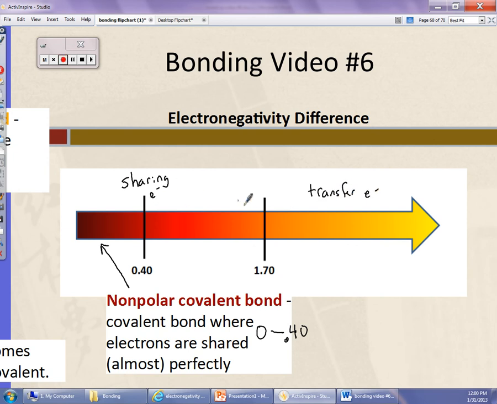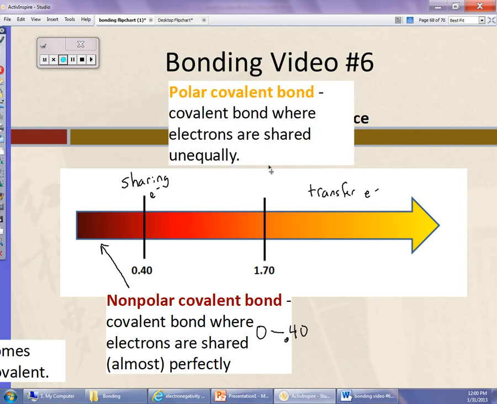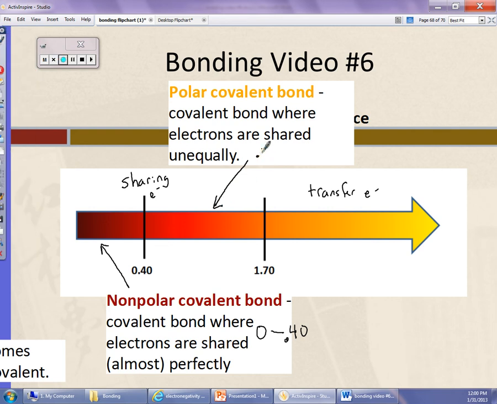Now in this region in here, you're starting to share, but not sharing as well as you used to. This is considered a polar covalent bond. Your electrons are being shared, but they're not being shared equally. So from 0.41 up through 1.69, you are sharing them, but you're not sharing them perfectly. The electrons will be more with one atom or the other.